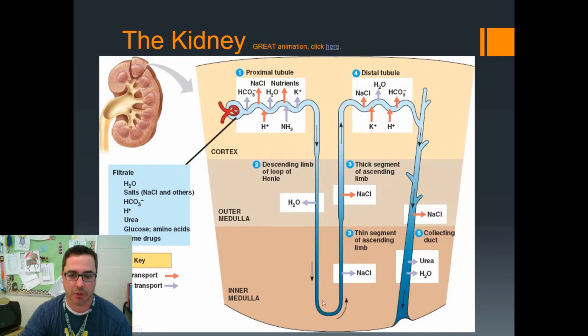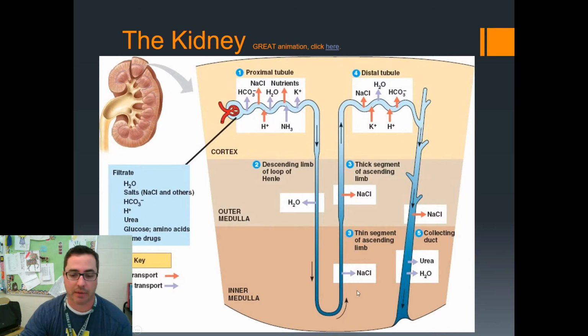So you have the descending loop and then the ascending loop. That is going to lead to the distal convoluted tubule. And then the distal convoluted tubule is going to lead to the collecting duct. One thing that you should pay attention to is where these things are coming out. So you can see in the outer medulla, we get a little bit of water leaving, but we get a lot of salt going across.